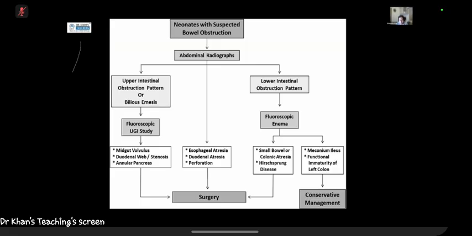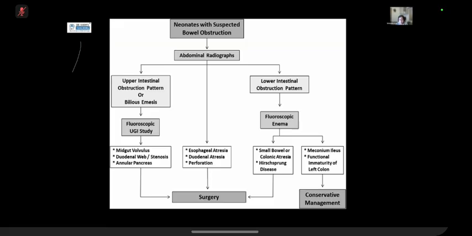And annular pancreas is quite a rare thing. In fact, I don't think I've seen one. You can diagnose it on ultrasound or fluoroscopic study, but I think the more common diagnosis would be volvulus, web, or stenosis. I don't think I've really seen annular pancreas in my training or in my career so far. And for lower GI obstruction, you are looking at doing a fluoroscopic enema, so from the bottom up.